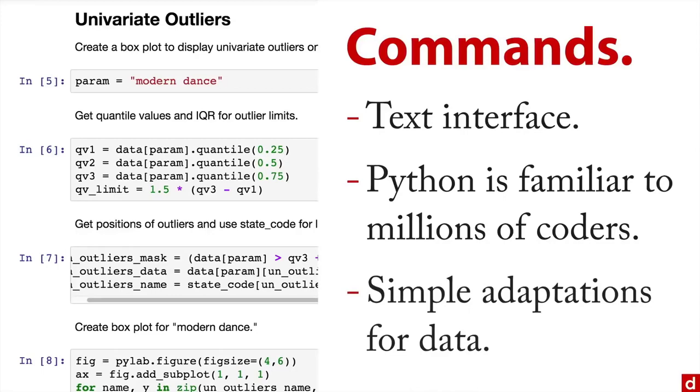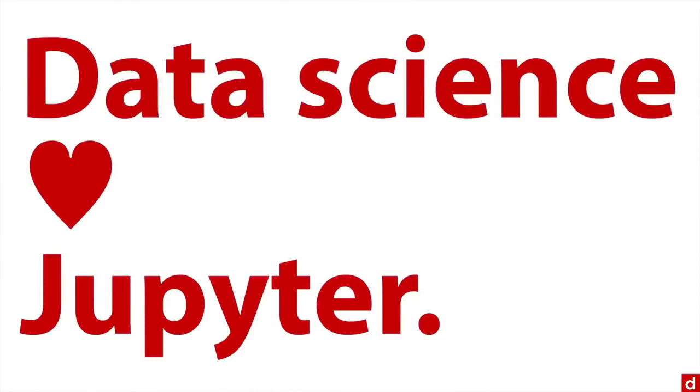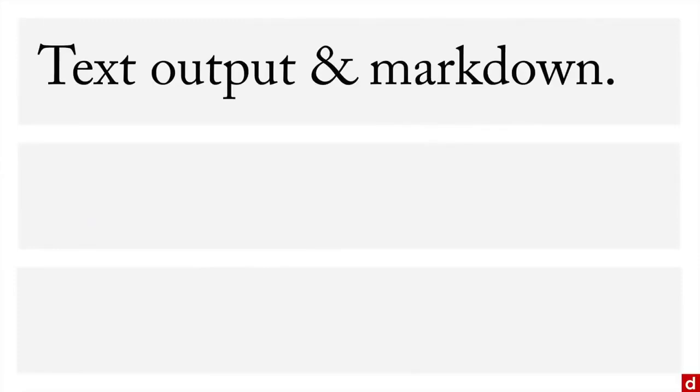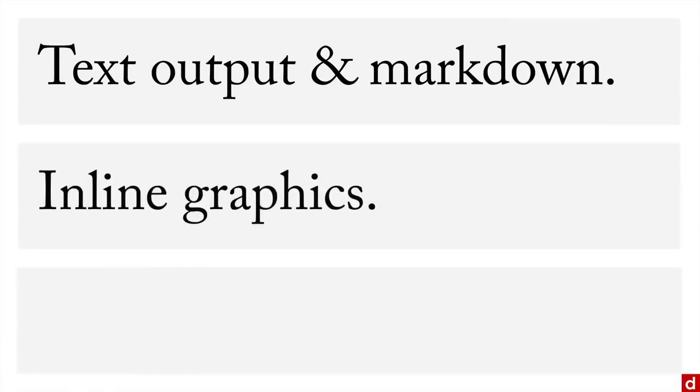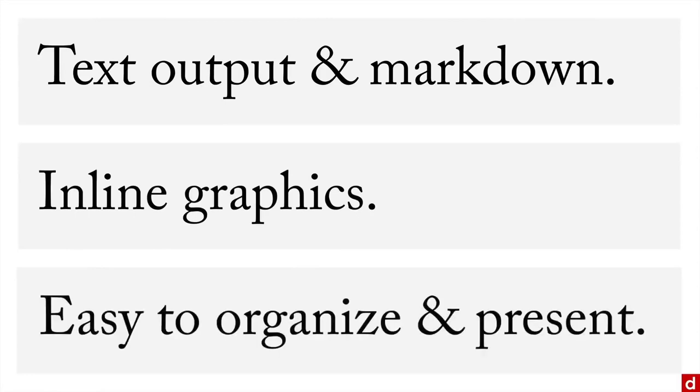So let me say something else again. Data science loves Jupyter, and Jupyter is the browser-based framework. It's a local installation, but you access it through a web browser that makes it possible to really do some excellent work in data science. There are a few reasons for this. When you're working in Jupyter, you get text output, and you can use what's called Markdown as a way of formatting documents. You can get inline graphics where the graphics just show up directly beneath the code that you did. Also, it's really easy to organize and present and to share analyses that are done in Jupyter, which makes it a strong contender for your choices in how you do data science programming.